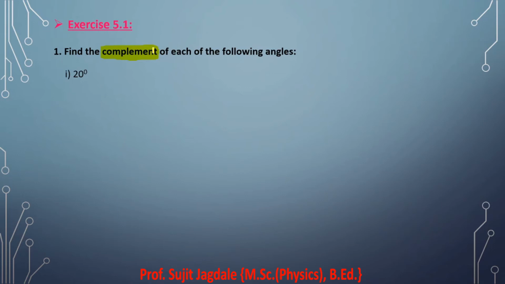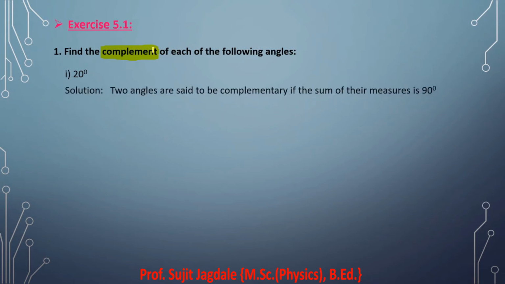So while considering the solutions, we have to consider the concept of complementary angles. Two angles are said to be complementary if the sum of their measures is 90 degrees. But here we had only one angle; the second angle is unknown. That means the complement of 20 degrees is unknown.